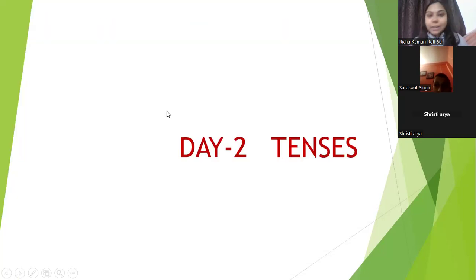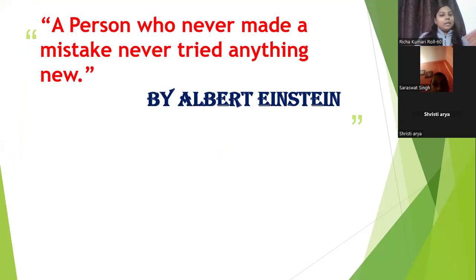Before starting the class, we'll have a good thought today. So what's the thought here? Who can read it out? A person who never made a mistake never tried anything new. Okay. And it's said by Albert Einstein: a person who never made a mistake never tried anything new. It means if you try something new, it's obvious that you will make a mistake, and making a mistake is very common. Okay. So nothing to worry.